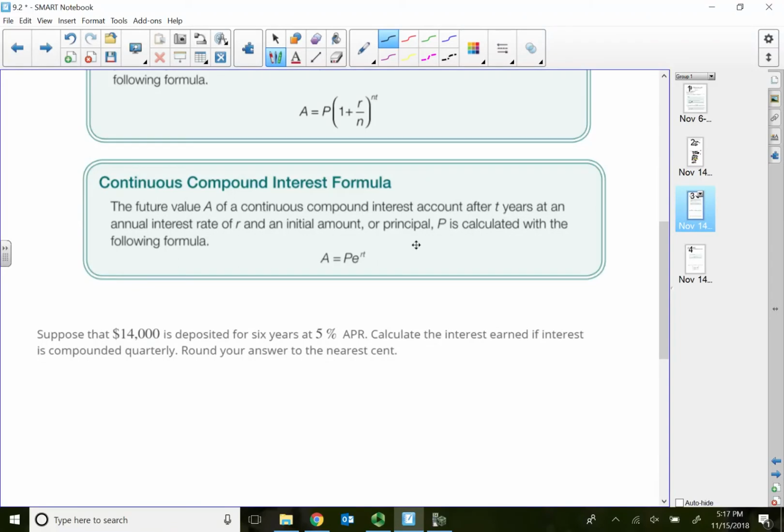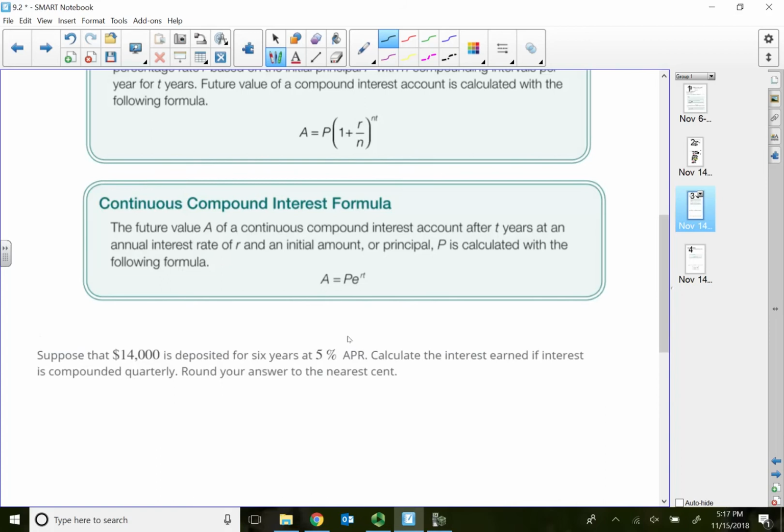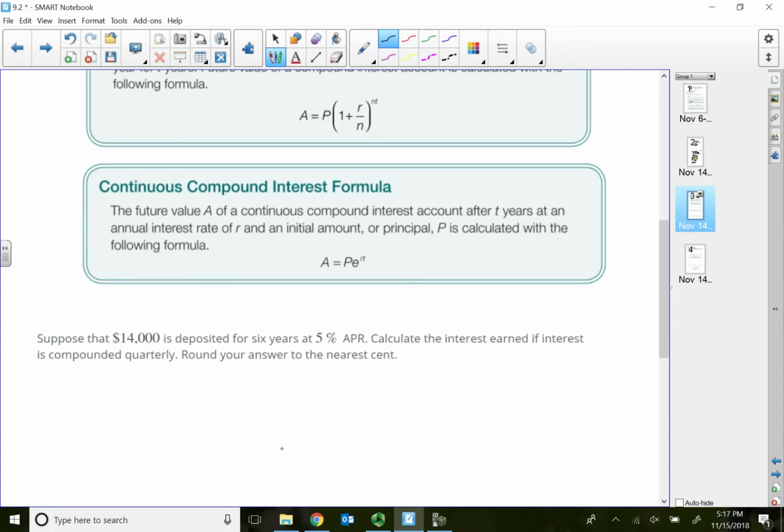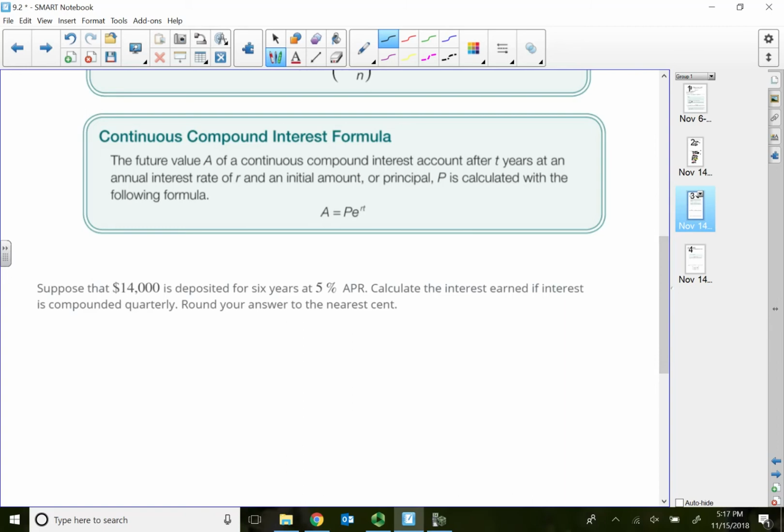All right, let's do a couple of examples. Let me show you how to use the compound interest formula real quick. I'm going to write down my formula here in a few minutes. Suppose that $14,000 is deposited for 6 years. So that's my time. At 5% APR. APR here is basically my r. Calculate the interest earned if interest is compounded quarterly. Whenever you hear the word compounded, that means we have to use the compound interest formula.